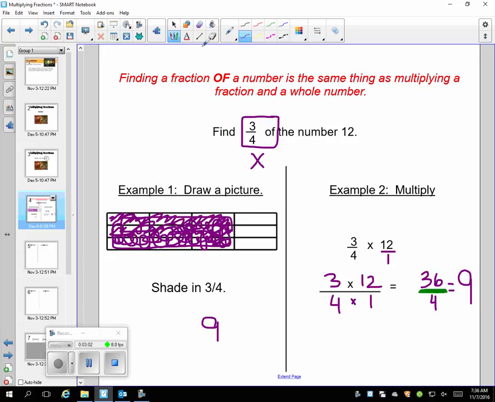There's another way that you could look at it. If I erase this 1 here, I know there is a 1 underneath that 12. I've written it so that I can see it visually there. But down here, I can see that I've got 3 times 12 as my numerators and then 4 as my denominator. I can multiply. 3 times 12 is 36. And then remember, this line right here means division. So 36 divided by 4 is 9.